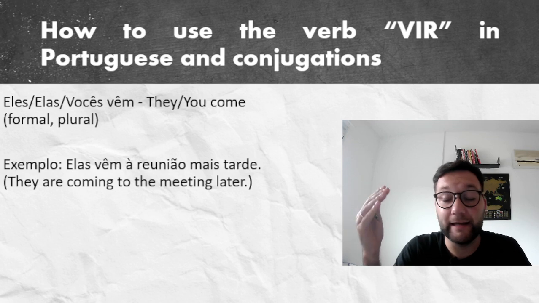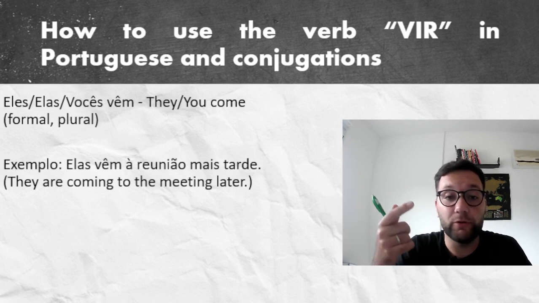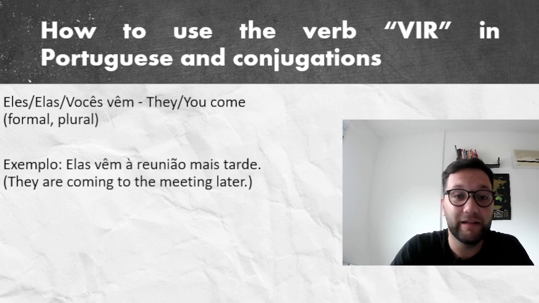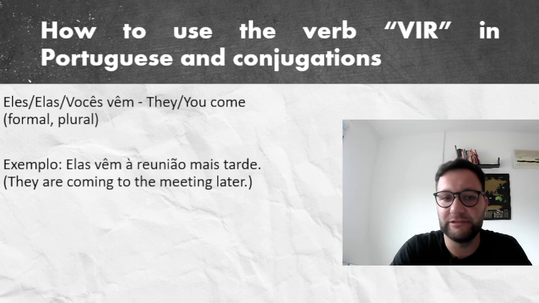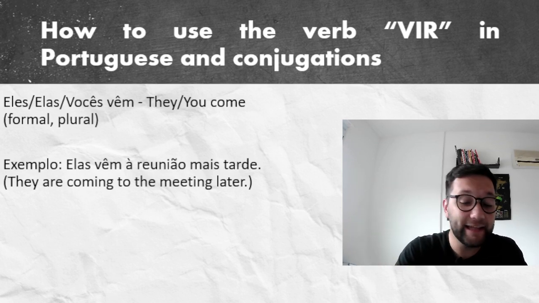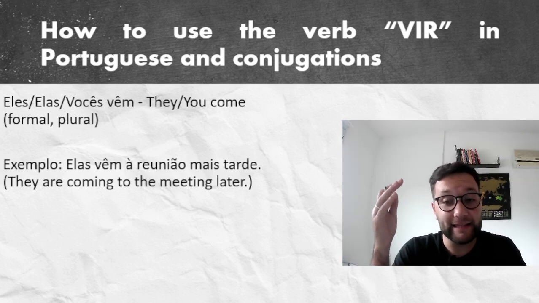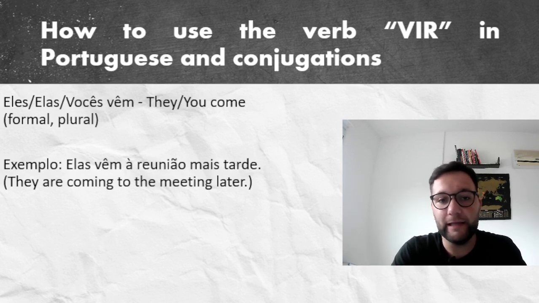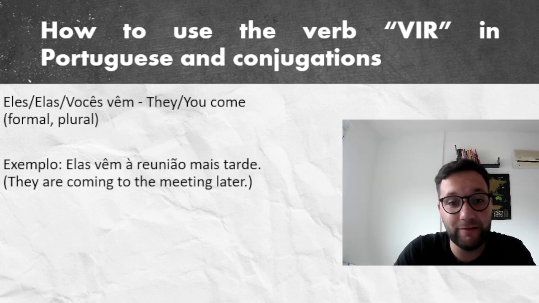He comes, actually. Now the plural, they come. Eles vêm. Elas vêm. And the plural, you all, vocês vêm. Example: elas vêm à reunião mais tarde. They are coming to the meeting later. Here I could change elas for eles. Eles vêm. And remember, elas is the group of women in the plural. And the plural, you all, vocês vêm.